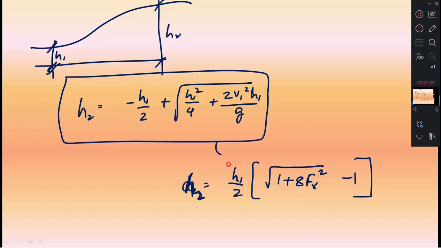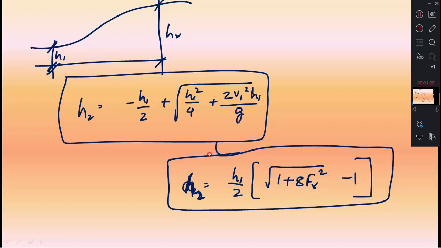Okay, remember either that equation or this equation, both are the same. Now we are going further. Today we will derive an expression for loss of energy due to hydraulic jump. First we will understand what is loss of energy. Okay, the same figure. The figure might be like this.